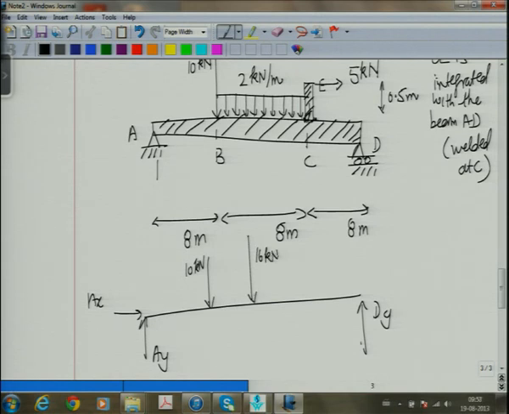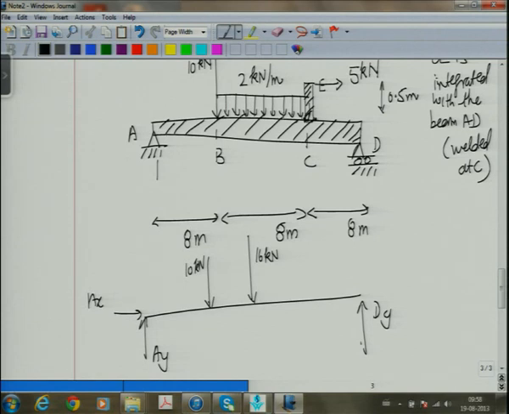And then, now, what do we do about this 5 kilonewtons? Now, we have to draw the free body diagram of the beam AD. So, what we will do is, we will write the equivalent of this 5 kilonewtons at point C. So, what is the equivalent of the 5 kilonewtons at point C?